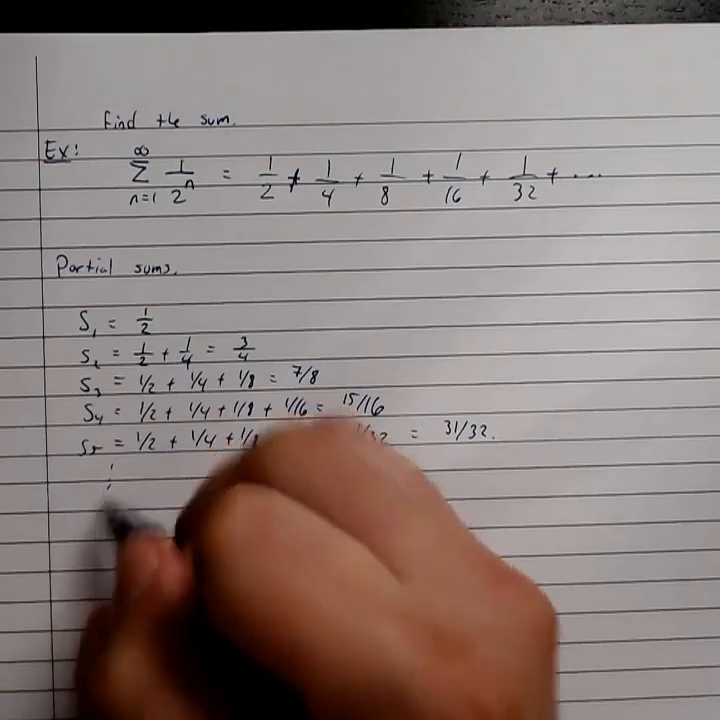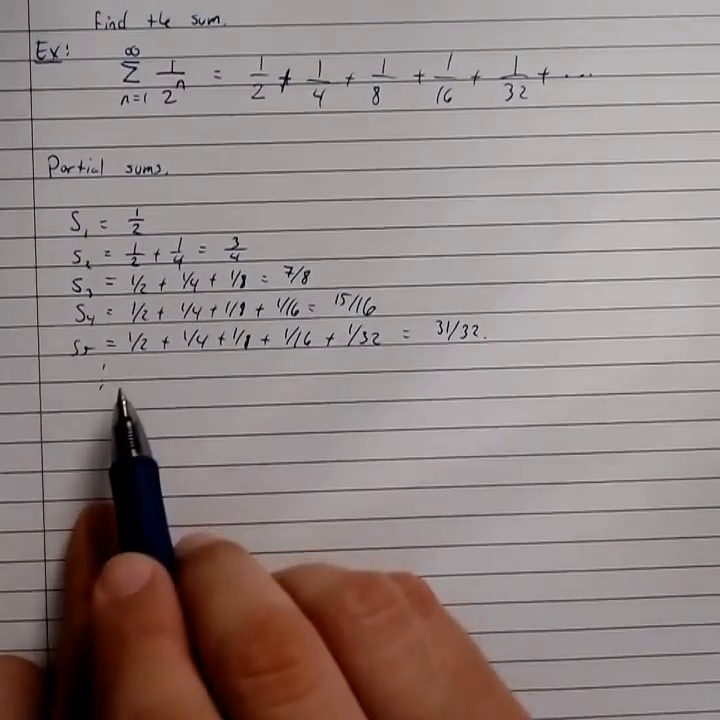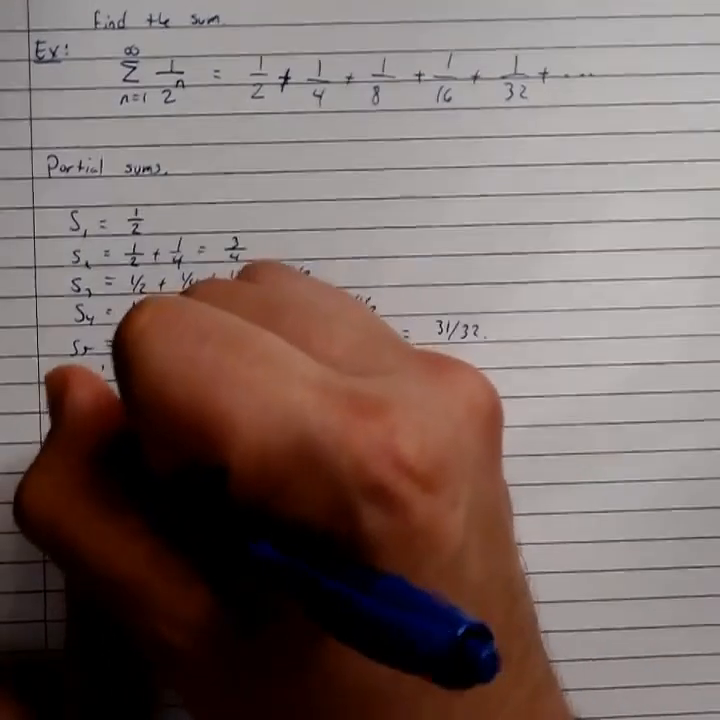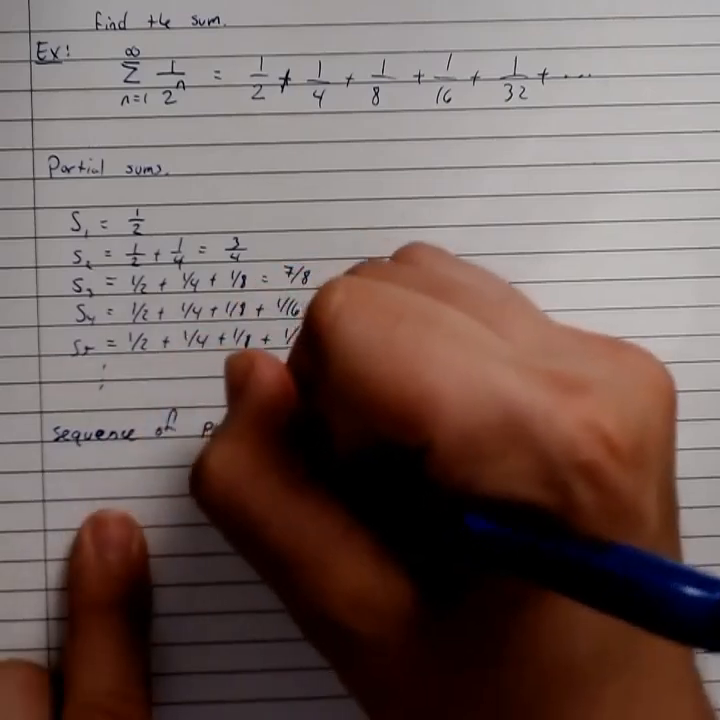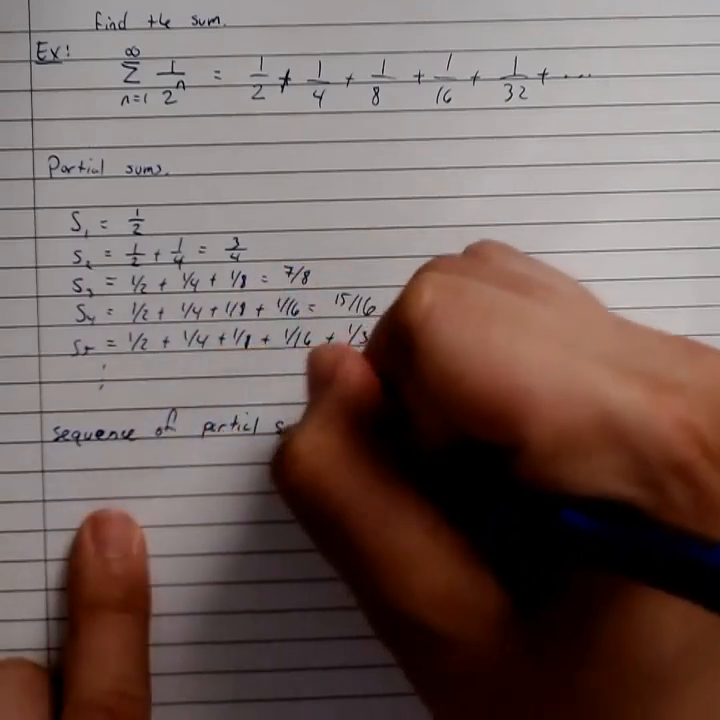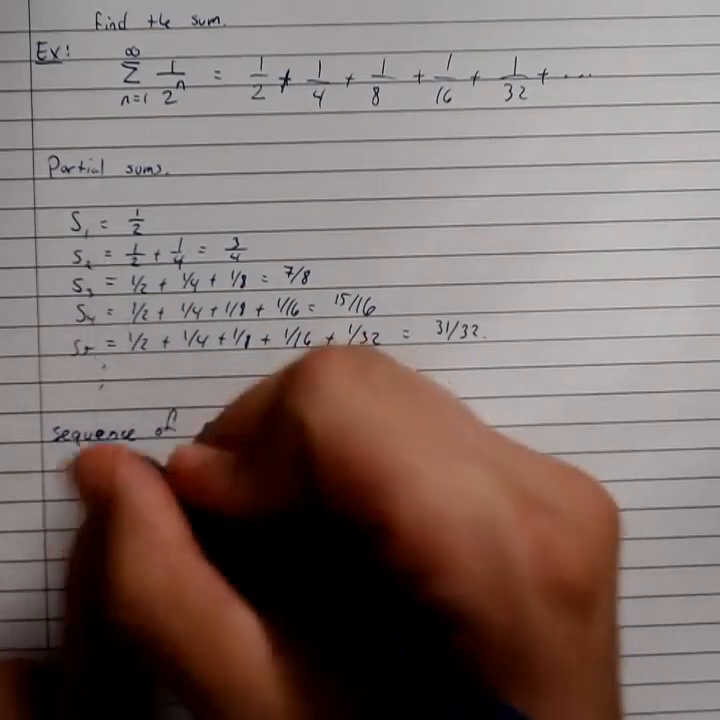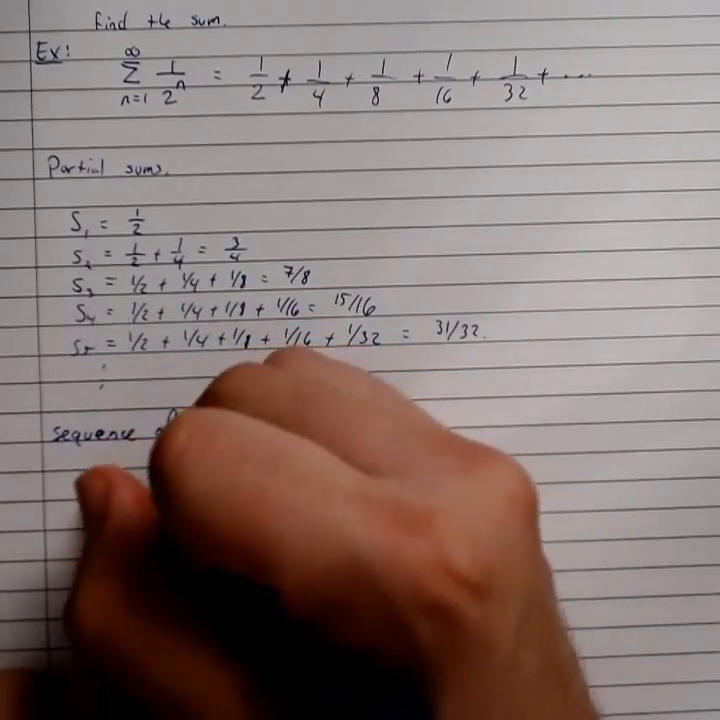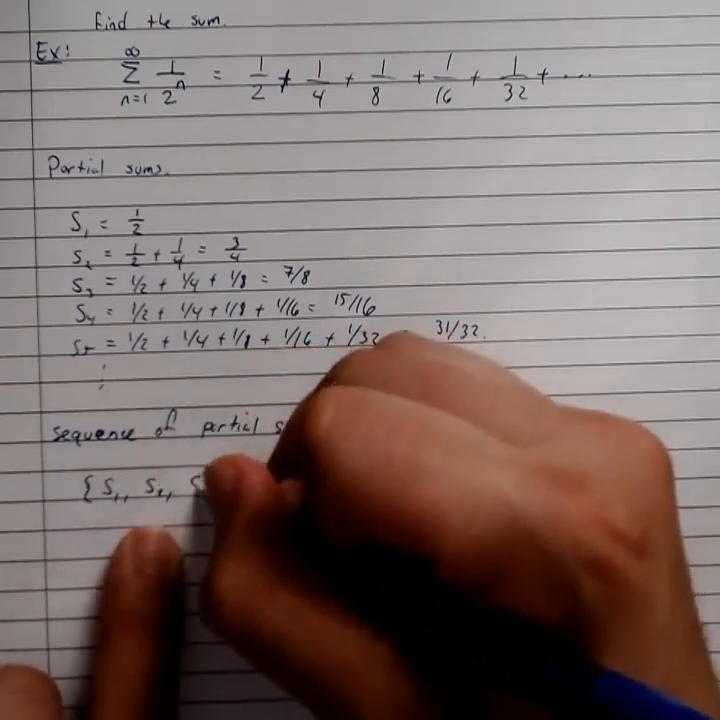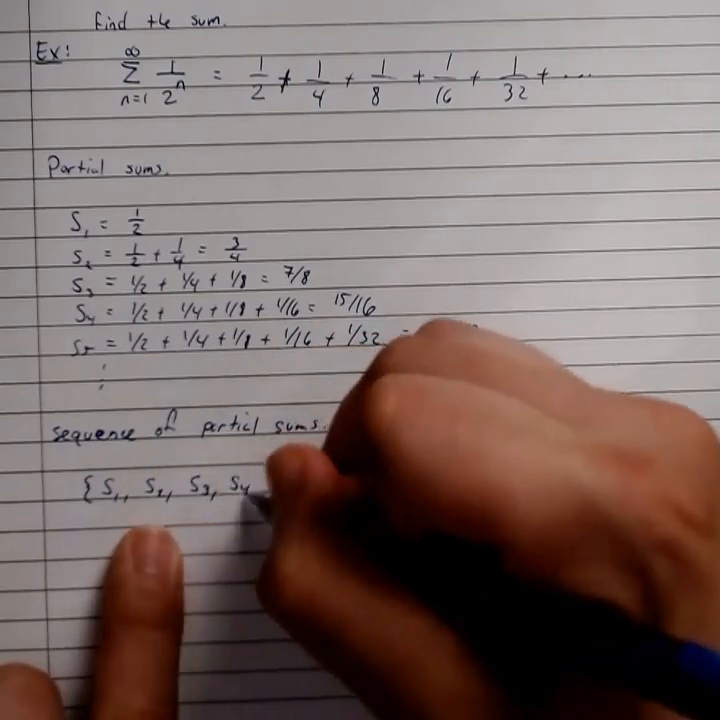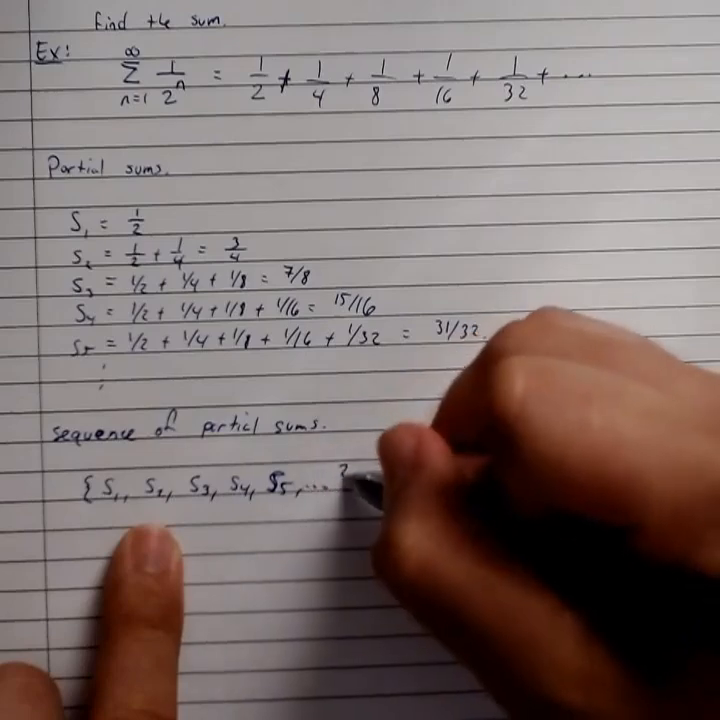And of course, that does keep on going. We have more partial sums. But that's going to be good enough, because now consider the sequence of partial sums. In other words, I'm going to take this S1, S2, S3, S4, S5, and I am just going to set them up in a list. And I'm going to put them in order because there is a first one, a second one, a third one, a fourth one, a fifth one, and so forth. Just like that.